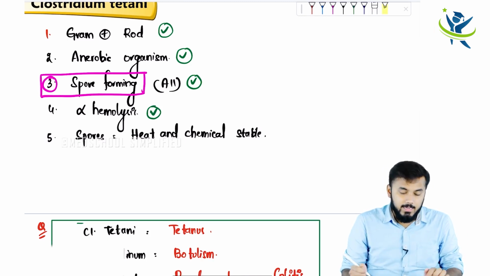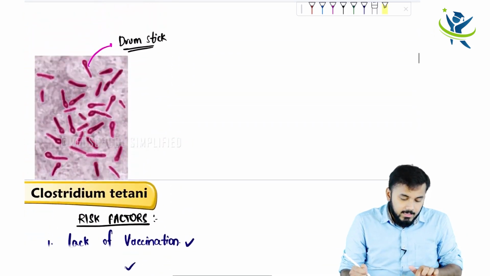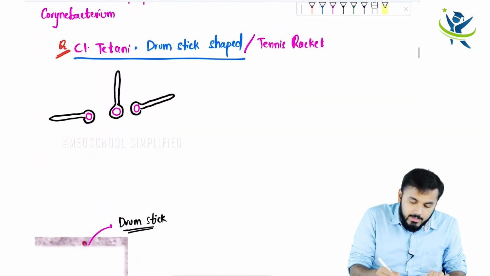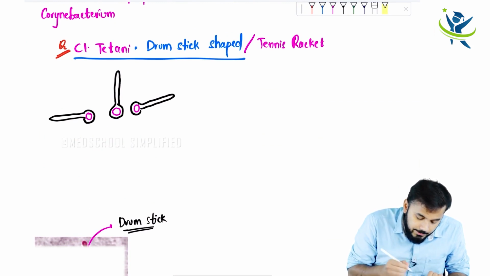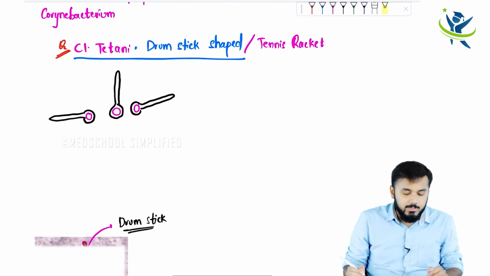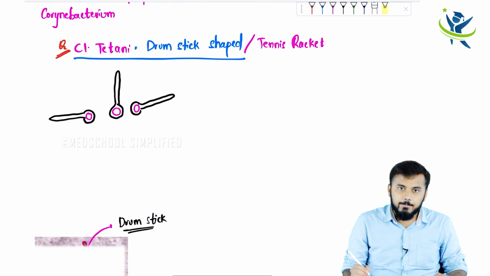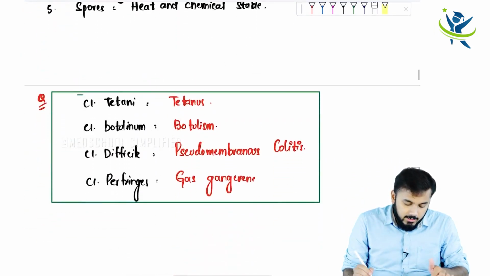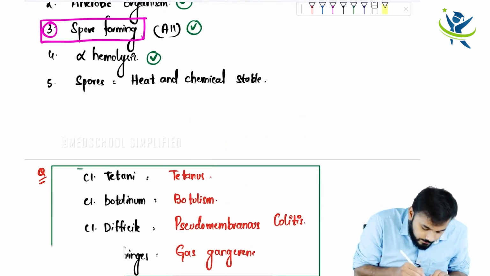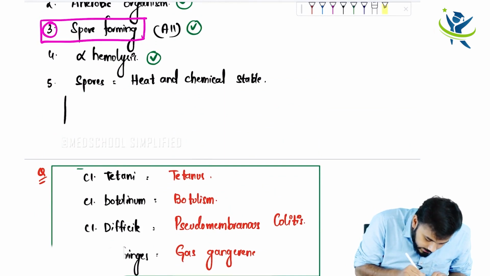The reason behind it is, guys, previously in the picture I told you about this drumstick appearance, where within the center of the drumstick appearance you find some pinkish color there, right? So let me draw it once again and explain it to you. This is the drumstick appearance.